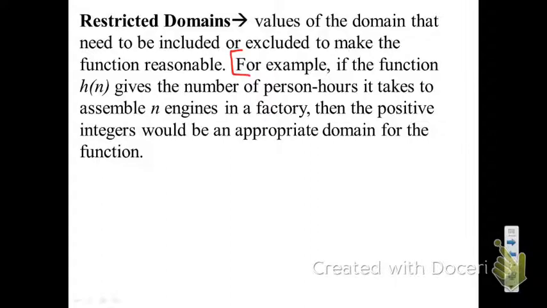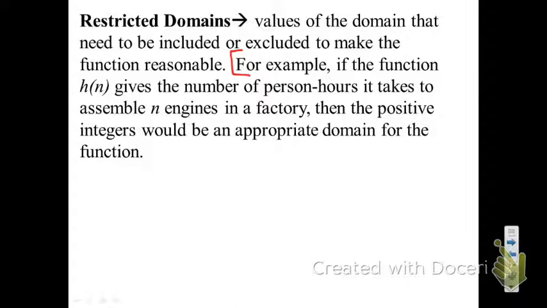Right there. Okay, so it says values of the domain that need to be included or excluded to make the function reasonable. And then I have an example right there. For example, if the function h of n gives the number of person-hours it takes to assemble n engines in a factory, then the positive integers.